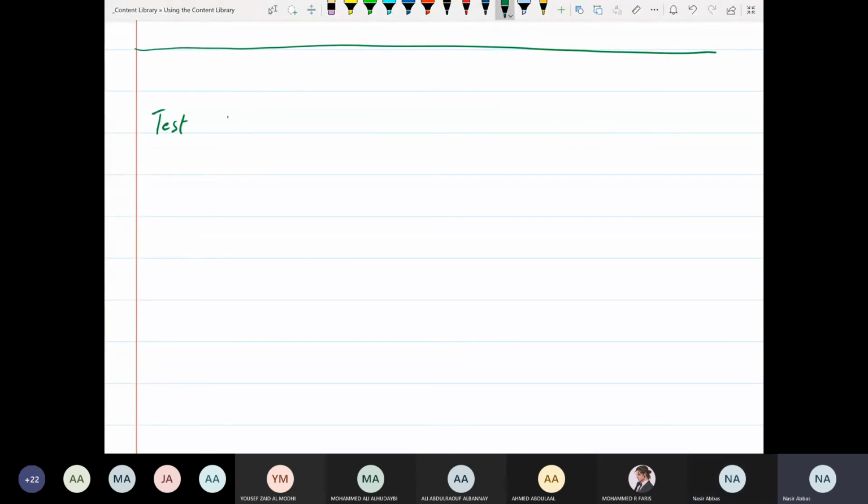Test that the average lifetime is 1000 hours. What is the statement?